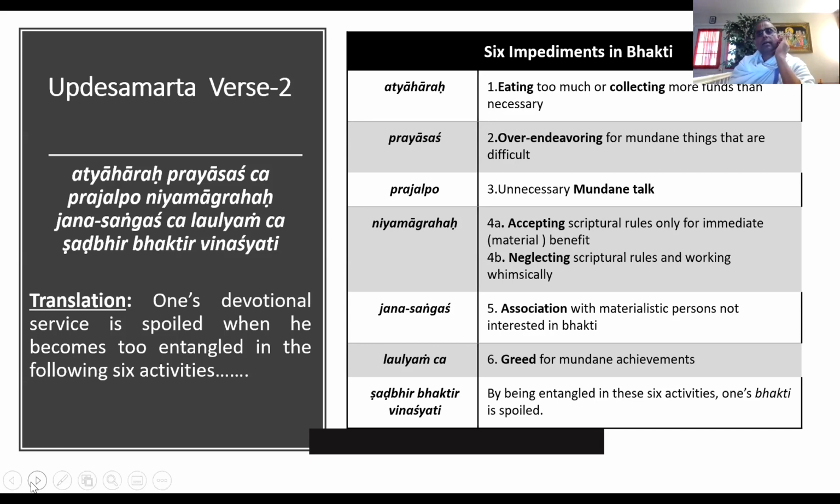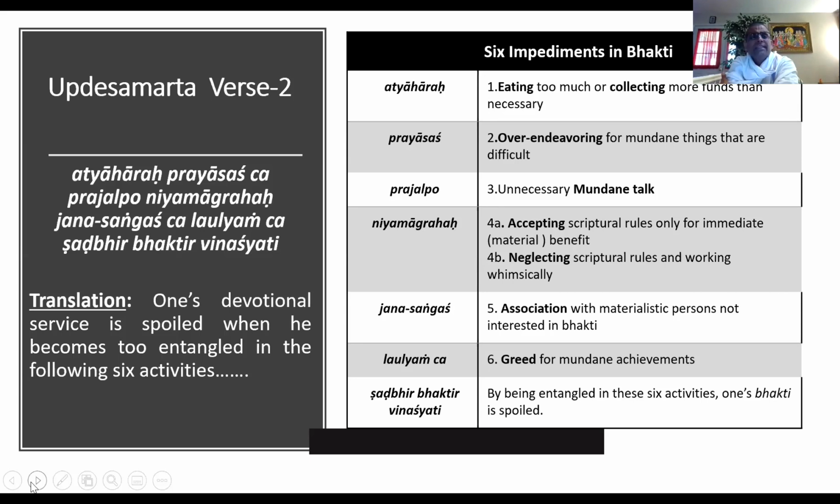Niyamagraha is the fourth one, which means accepting rules for immediate material benefits. Sometimes one may be very eager to accept something, and the motivation behind that acceptance is to have some immediate material benefit. Then that will be considered niyamagraha. Also, niyamagraha means neglecting certain rules and regulations which are necessary for us to elevate in Krishna consciousness.